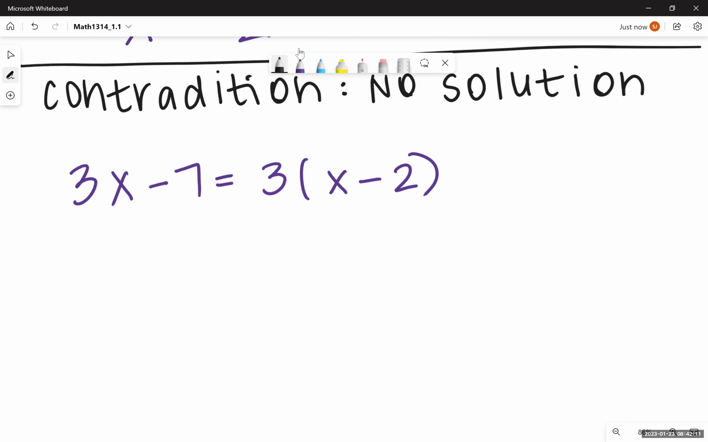On the right-hand side, I notice I have parentheses. So what I'm going to do is distribute that 3 into everything inside of the parentheses. I'll rewrite my left-hand side. I couldn't do anything to it, but it's going to come down with the rest of the problem. On the right-hand side, I'm going to do the distribution, which is multiplication.